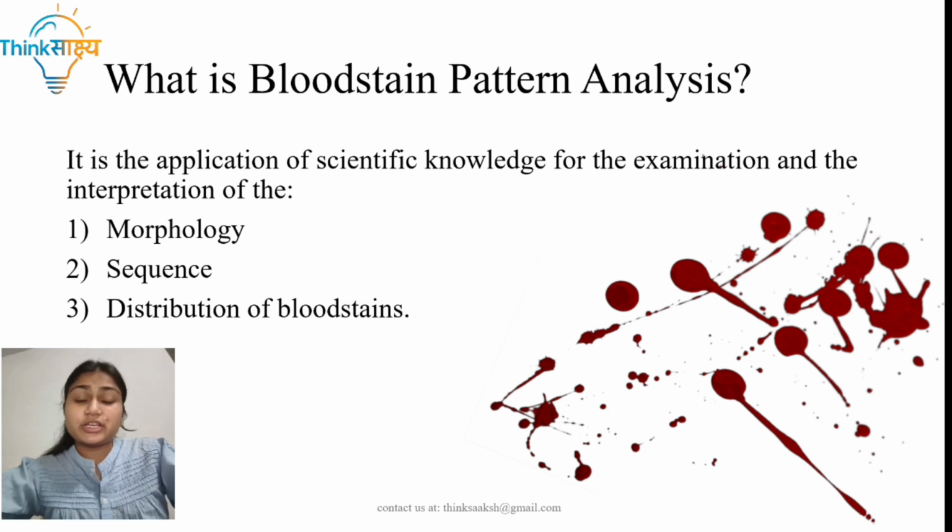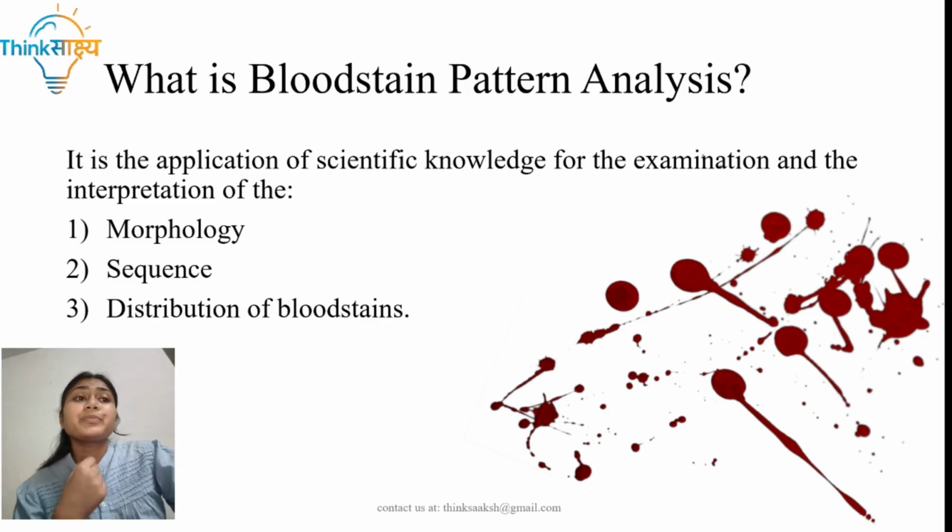First is morphology. We can know about the morphology of the blood stain, that is the shape of the blood stain. As we can see in this image, there are different shapes of the blood stains present. First, we can see a spherical shape of a blood stain. There are spiny edges coming out of the blood spots, blood droplets, and small droplets can be seen with irregular shapes.